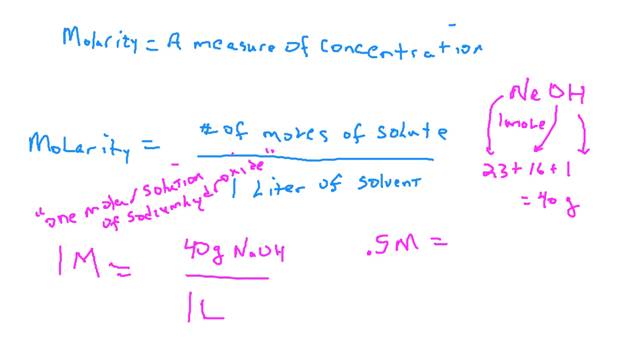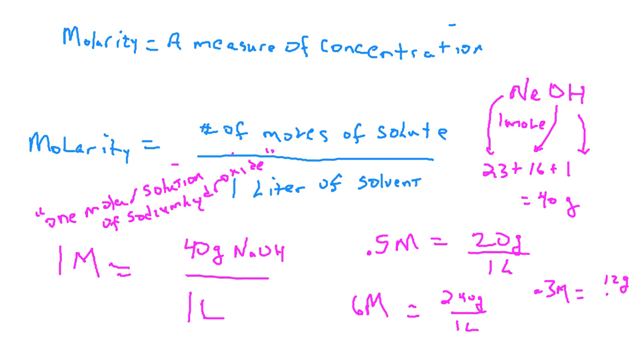Well, a 0.5 M solution would be 20 grams over 1 liter. A 6 M solution would be 6 times 40 is 240 grams over 1 liter. A 0.3 M solution would be 0.3 times 40, which is what? 12? 12 grams divided by 1 liter. Okay, so that's what molarity is, and that's how we do this.